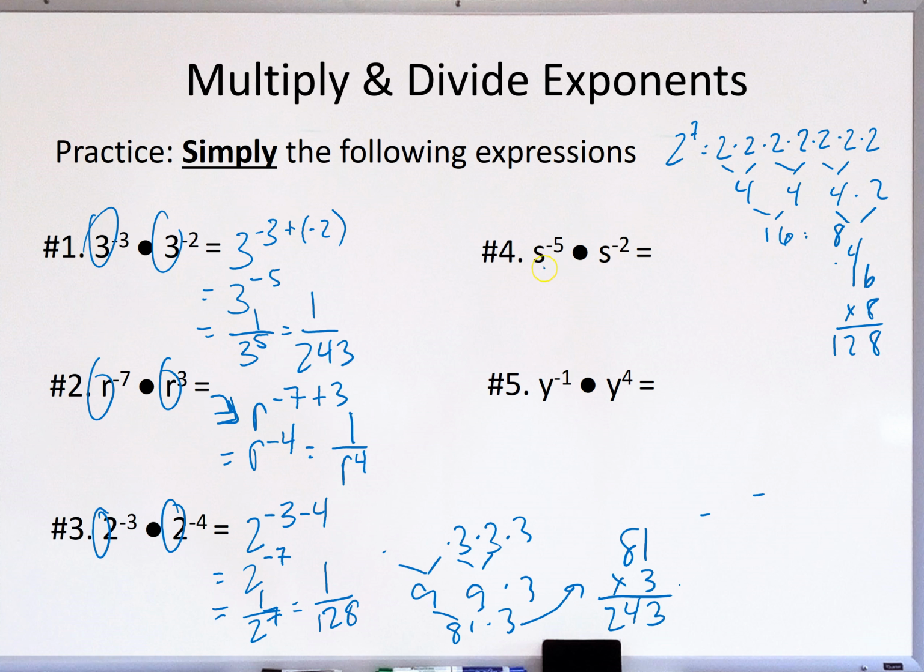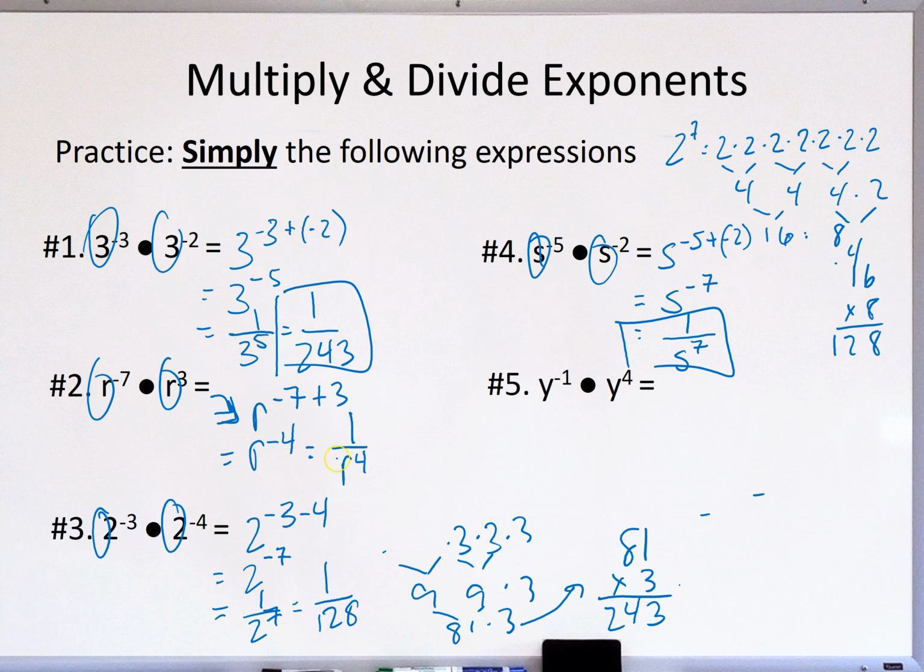So here we have number 4, s is our base. So s, negative 5 plus negative 2. Well, they're both negative. So it's going to be s to the negative 7, power of negative 7. And then I'm going to cross over. So my 7 becomes positive. Okay. Let me go ahead and put a box around those final answers.